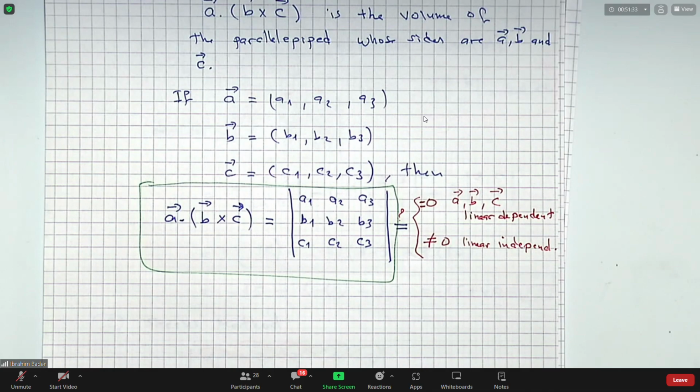Now, this also has an interpretation of linear dependency between the 3 vectors, depending on whether it's 0 or non-zero, and it also has a way to evaluate the so-called cross product. By the way, there is a formula.